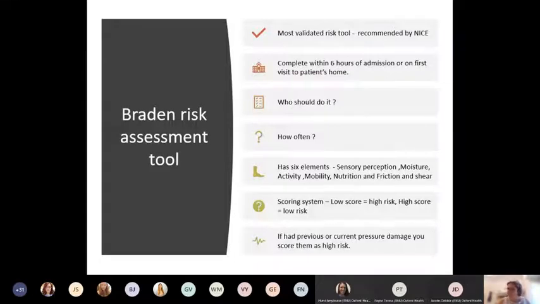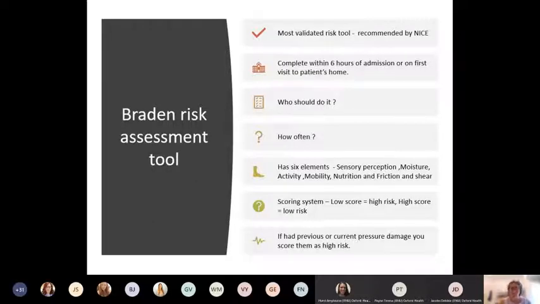How often? Well, how often will depend upon a number of different things, how stable the patient is, what the level of risk is, whether you think that their condition is changing. When it changes, you definitely need to do it then. So if somebody develops a fever, for example, that would put them at higher risk, and you should be redoing the Braden risk assessment. So if they've had a fall and their mobility has changed, you would need to redo it then.